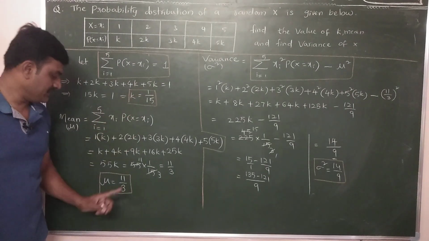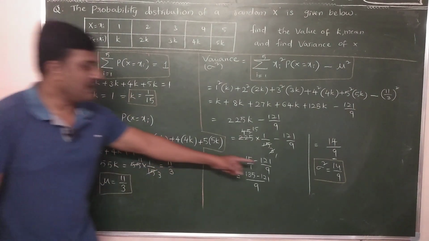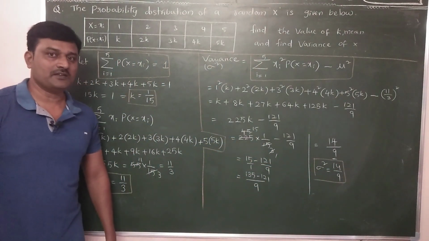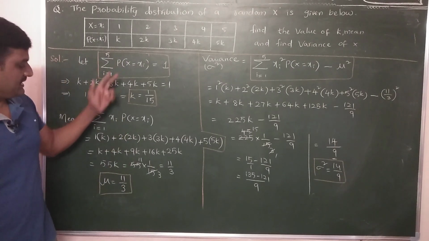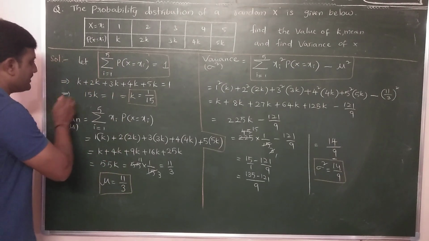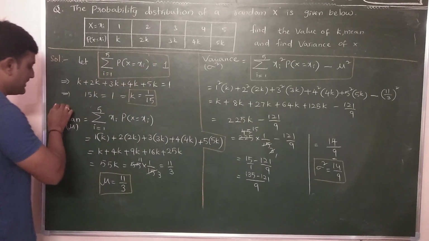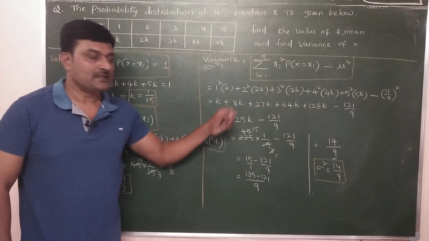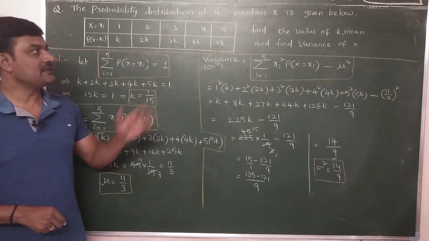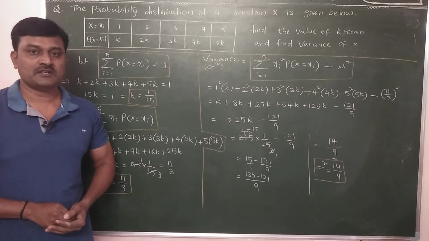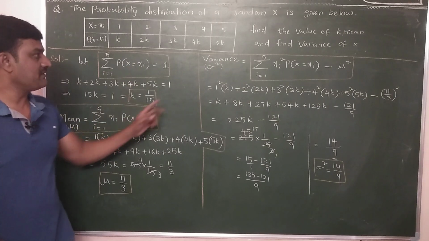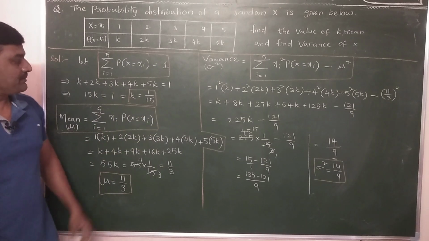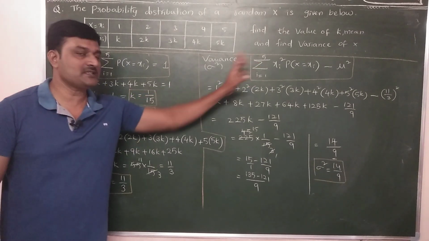k equals 1 by 15, mu equals 11 by 3, and sigma square equals 14 by 9. These are the values. Here we can observe there are 3 important formulas: first, the sum of probabilities is 1, then the mean formula, and the variance formula. These 3 are important formulas for this type of problems in random variables. Definitely you should learn these 3 formulas. 99% of problems depend on these 3 formulas only.